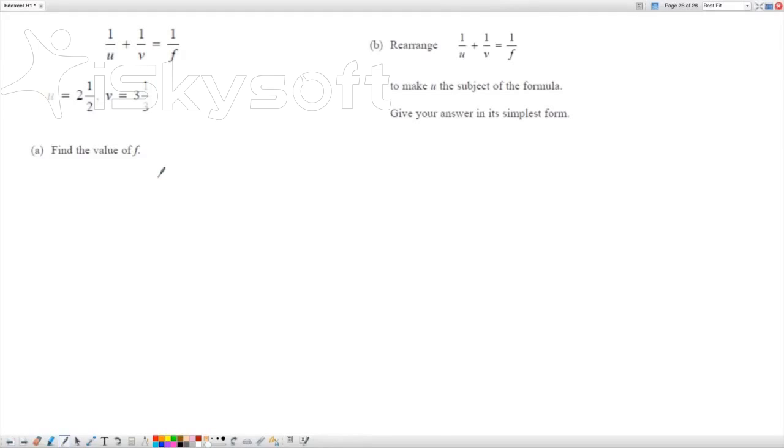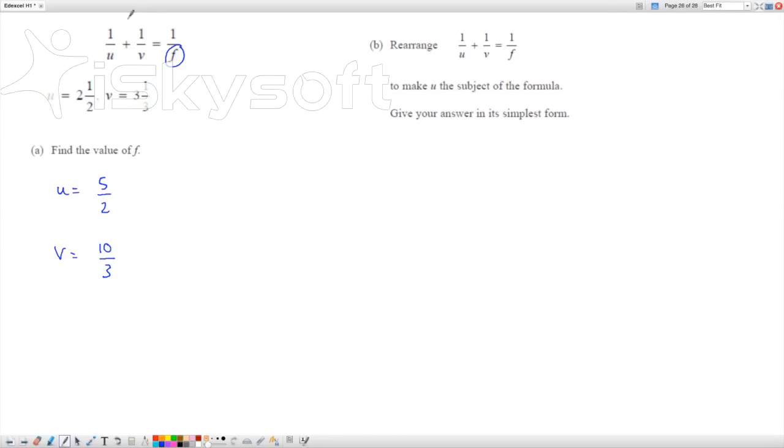Here we're given values for u and v and asked to find the value of f. It's 1 over f, f sitting underneath the 1. The first step is to convert these mixed numbers into improper fractions. So u is equal to 5 over 2, and v is equal to 3 times 3, which is 9, plus 1, 10 over 3.